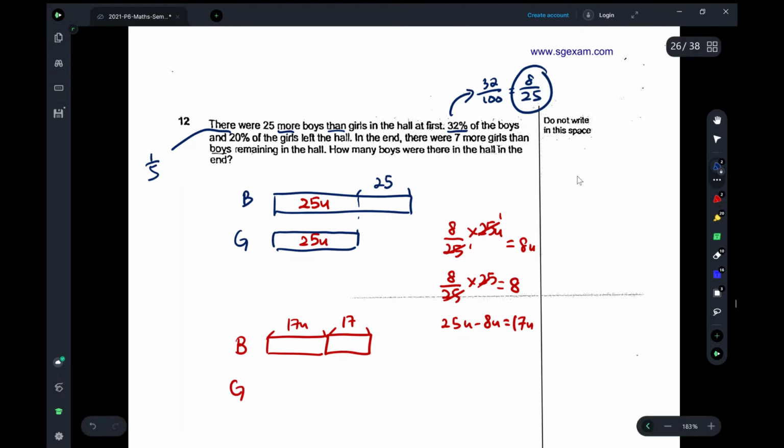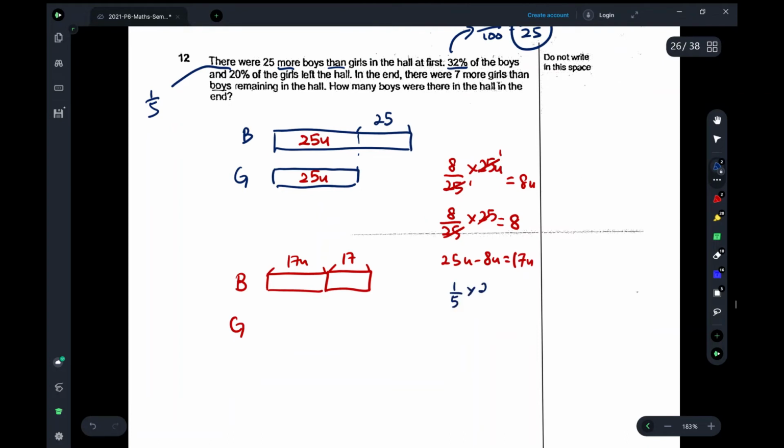So for girls, 1/5 of the girls left the hall. So I need to know what's 1/5 of 25 units. So that'll be 5 units. Okay? So 5 units of the girls are gone. 25 units minus 5 units. I know that 20 units of girls remain.